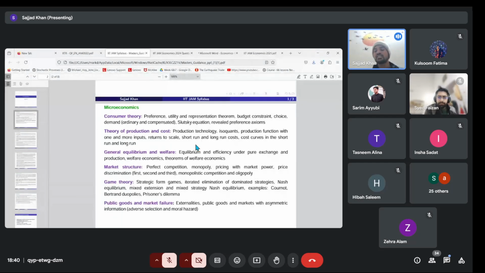The CES production function is important, as the Cobb-Douglas function is a special case of the CES production function if you extend and derive it. Then we have to focus on the cost curve.